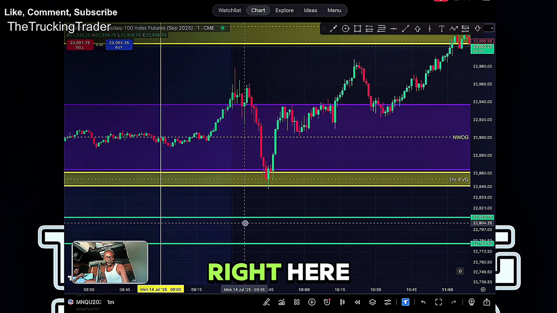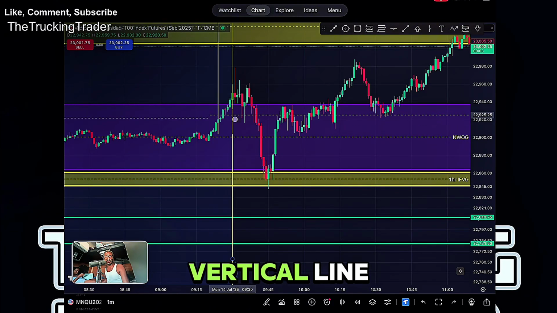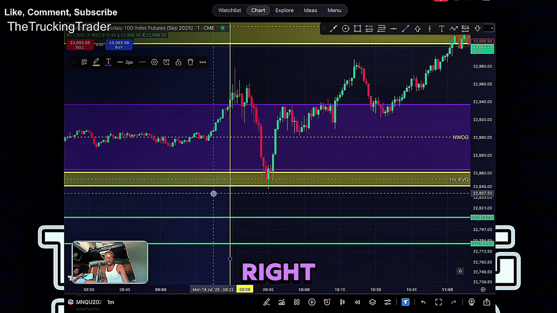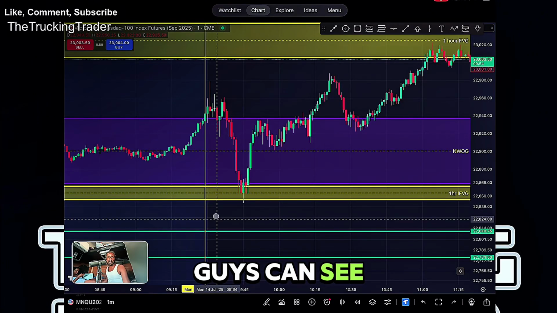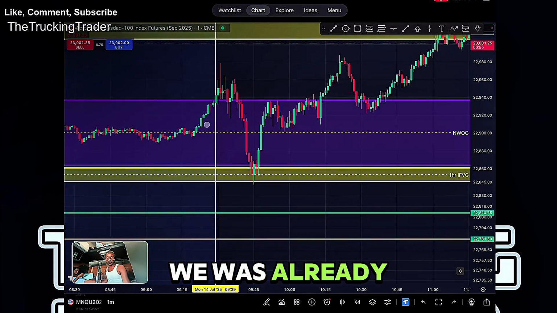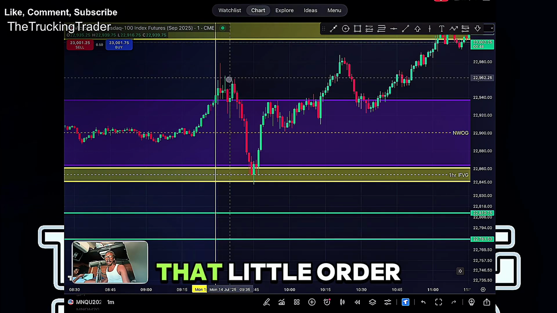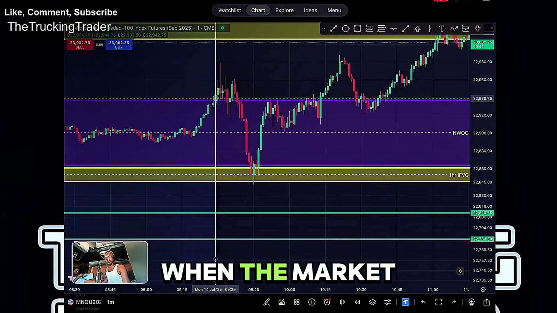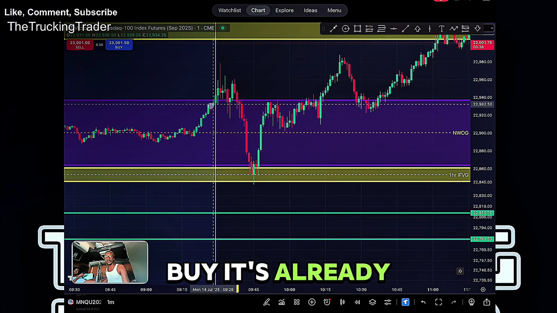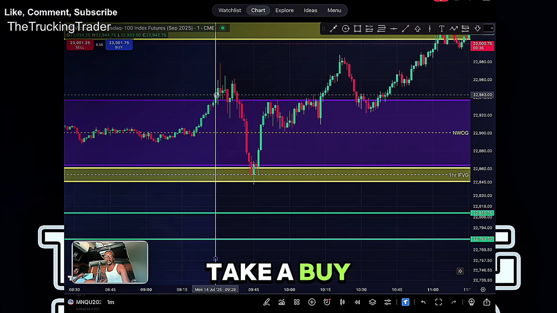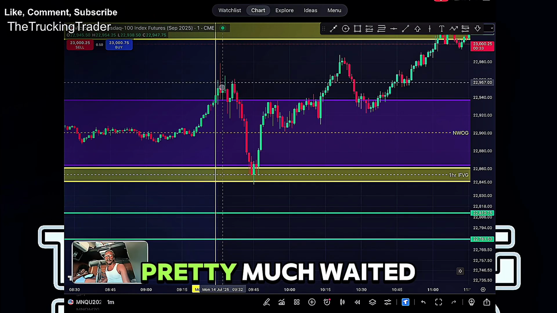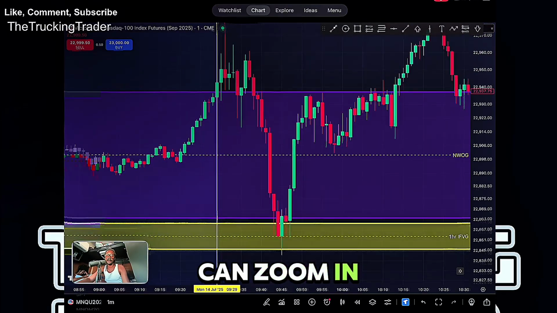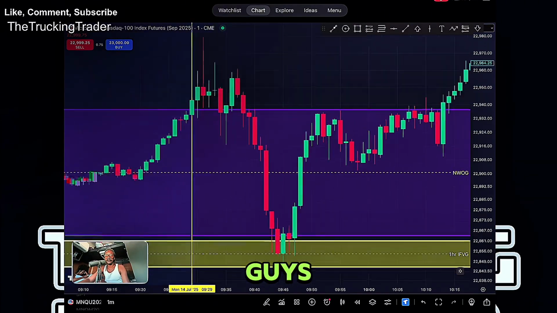So as you guys can see right here, you want to move this over, this vertical line. So right here, I'm going to put this on 9:29, right? And then you guys can see when the market opened, we were already pretty much around the midpoint of that little order block I told you guys about. So that's why I sold, because from here, when the market is already open, you can't really buy. It's already there now. There's no reason to try to take a buy right there. So I pretty much waited for some type of market structure on a 1 minute, and then I can zoom in to show you guys.